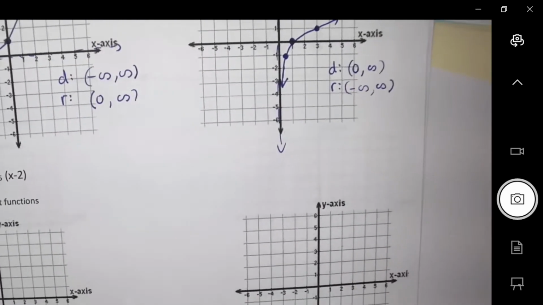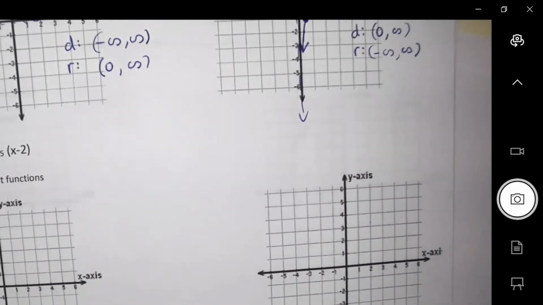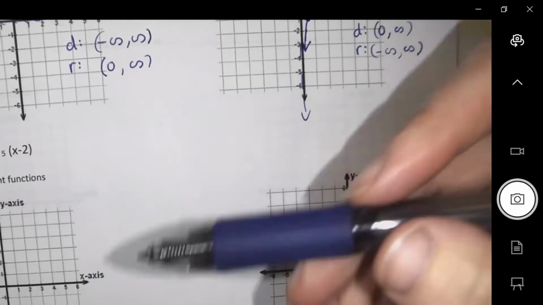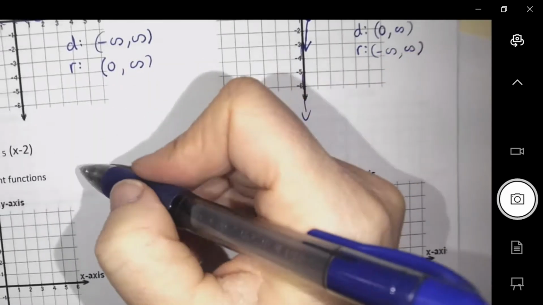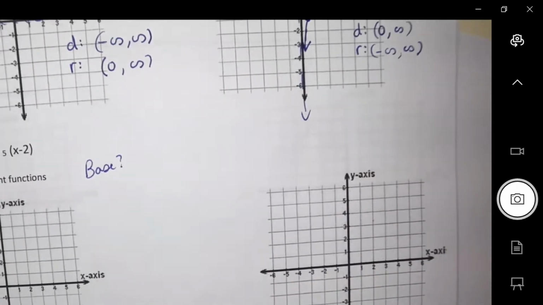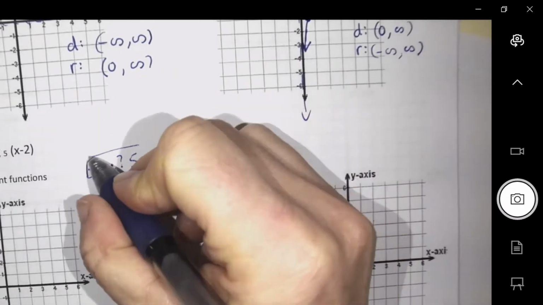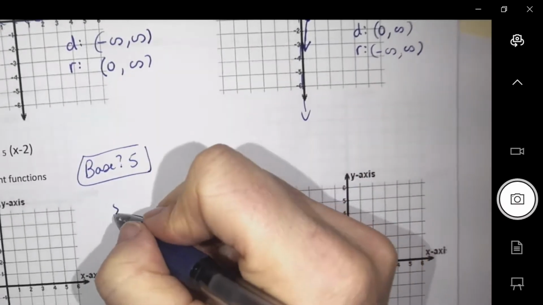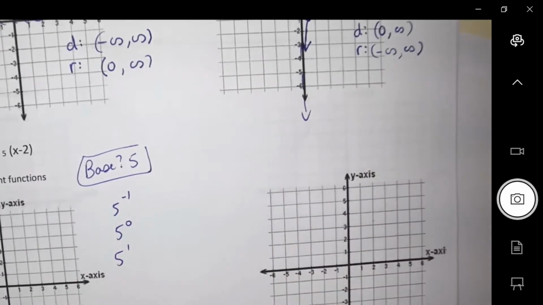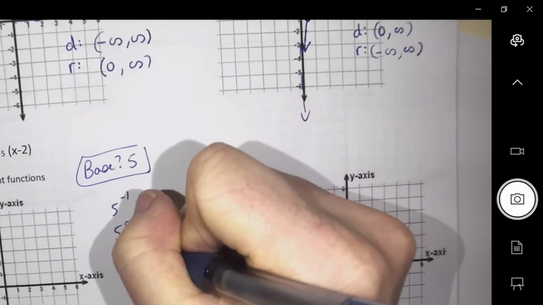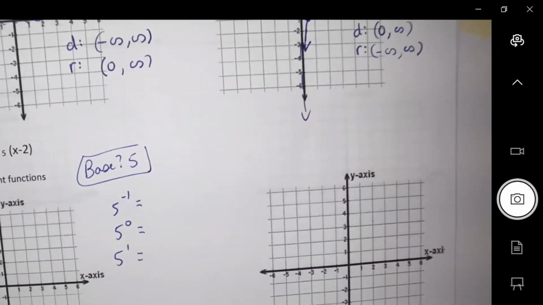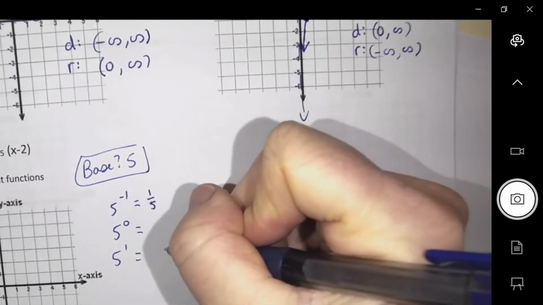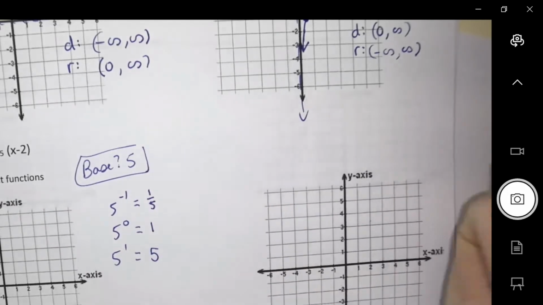Okay. So what is the basic function here? What's the base that I'm dealing with on this question? 5. Okay, so 5 is my base. So I'm going to start every question the same. 5 to the negative 1, 5 to the 0, 5 to the 1. I just pick 3 exponents, and those are the easiest exponents to pick. So I get 1/5, 1, and 5.